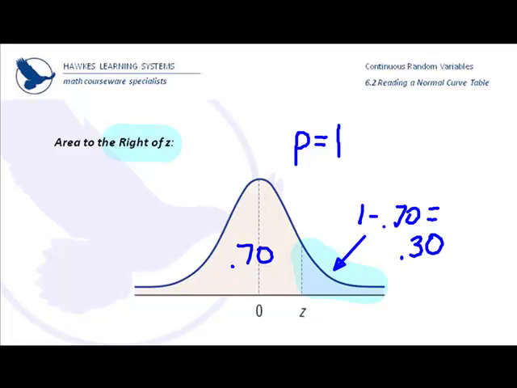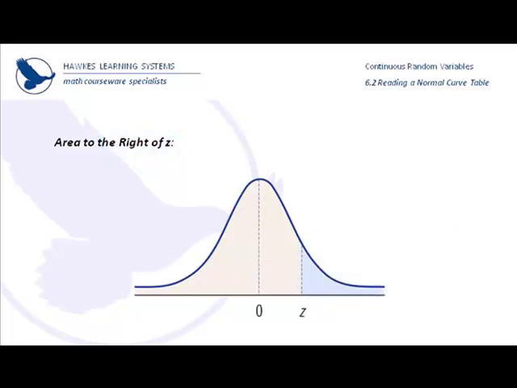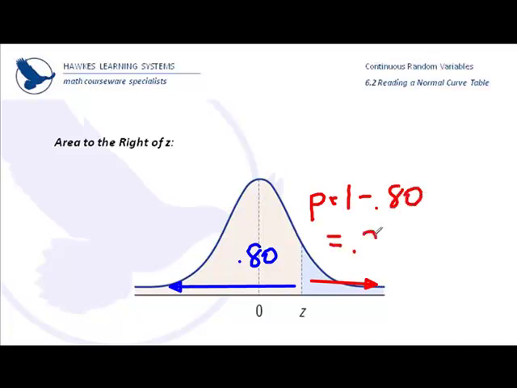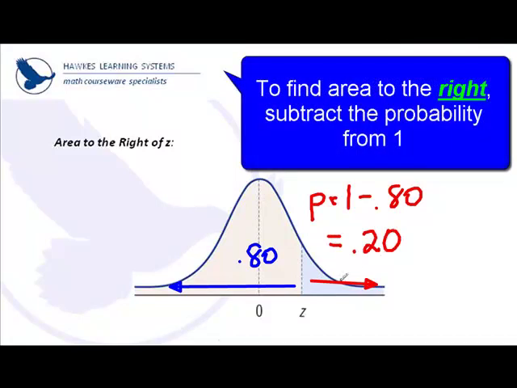Likewise, if I told you that 80% of the curve was to the left of the z-score, what percent then would be to the right? Using the notion that probabilities add up to 1, you would simply subtract 80% from 1 and find that that might be 20%. Picture not drawn to scale.